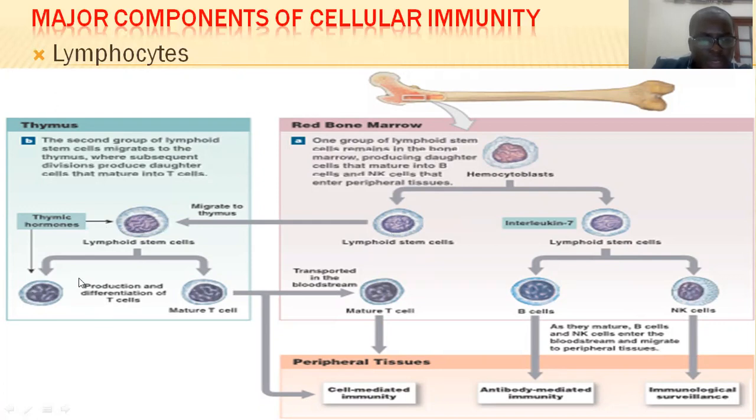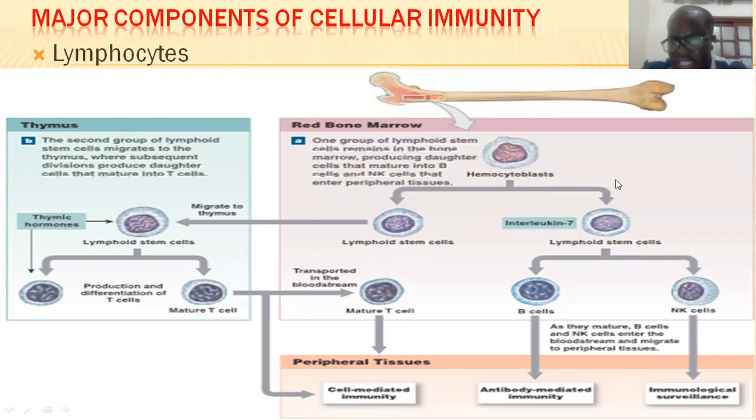So you can see the production and differentiation of T cells. Then you have the mature T cells. Some of the mature T cells will remain within the thymus, just waiting for infection. That's why when there's an infection, the lymph nodes become reactive as well. So you can find these within the thymus and also the lymph nodes. The mature T cells from the thymus can also be transported by the bloodstream back to the bone marrow, and some of them can be released into the circulation. So you have the peripheral tissues. These T cells can migrate to the peripheral tissues, and that will trigger cell-mediated immunity.